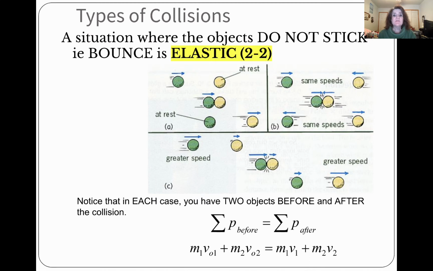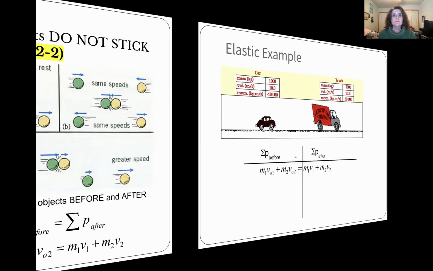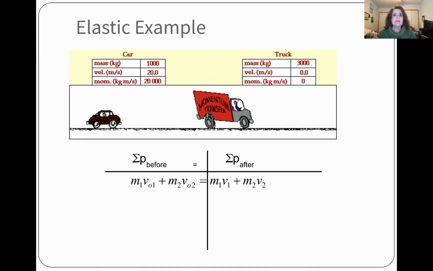There are three types of collisions. The first collision is elastic. This is a 2-to-2 relationship, where you start with two objects before and end with two objects after. This is an example of an elastic collision.